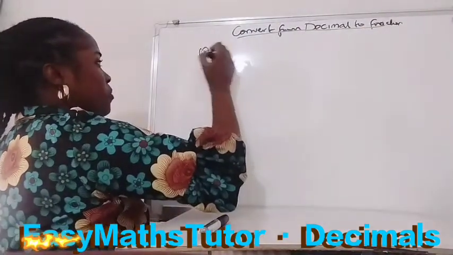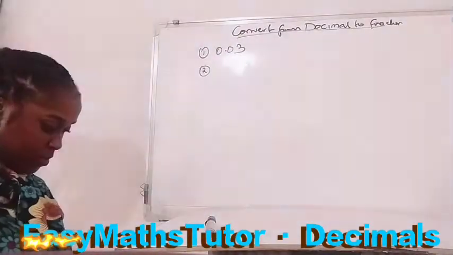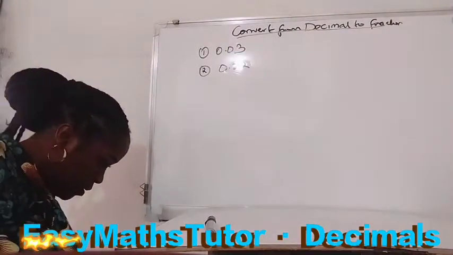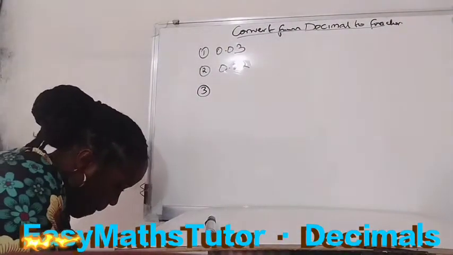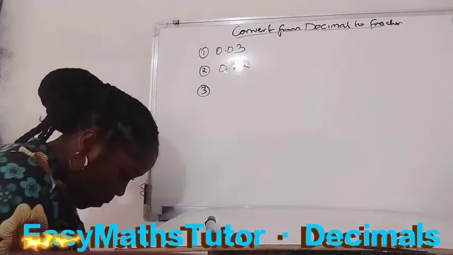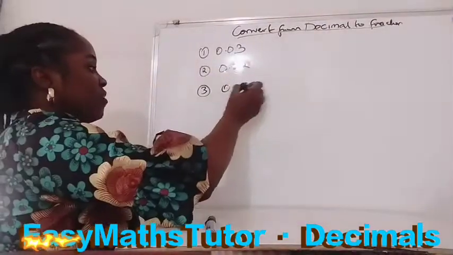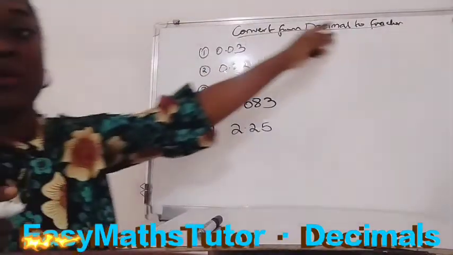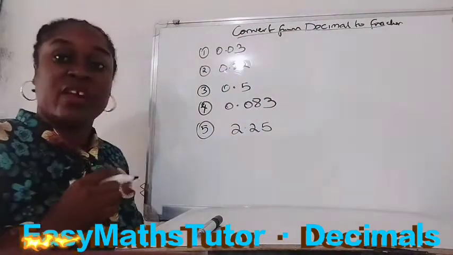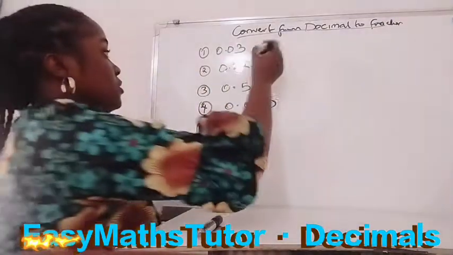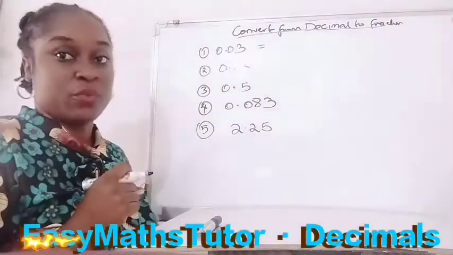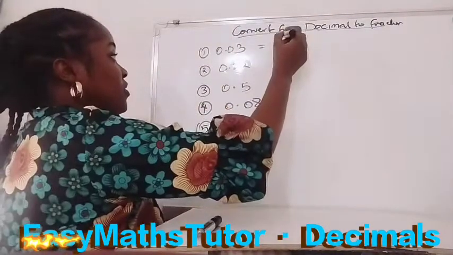So the first problem is 0.03. The second problem is 0.22. The third problem will be 0.5. The fourth one is 0.083, and the fifth one is 2.25. These decimals, I'll represent them in their fractional form. So remember, whenever you see a decimal point, it represents 1.